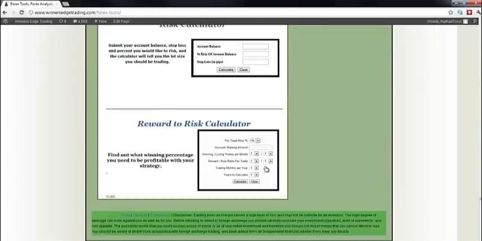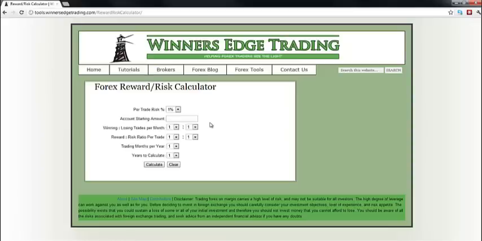At the bottom you see here reward to risk calculator. You can click on the picture or the text. And this tool is an awesome tool that lets you figure out what percentage you need to win of your trades with a given risk reward ratio, or what risk reward ratio you need to win with a given winning percentage. Okay, so it's a great tool.